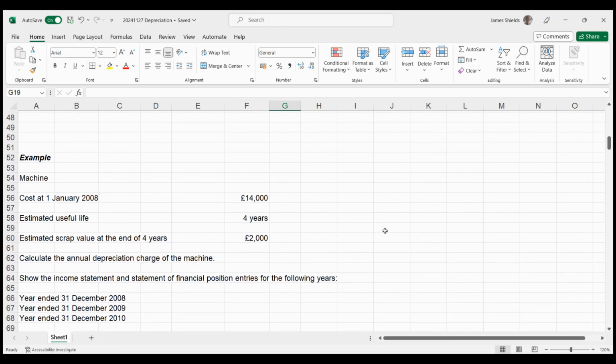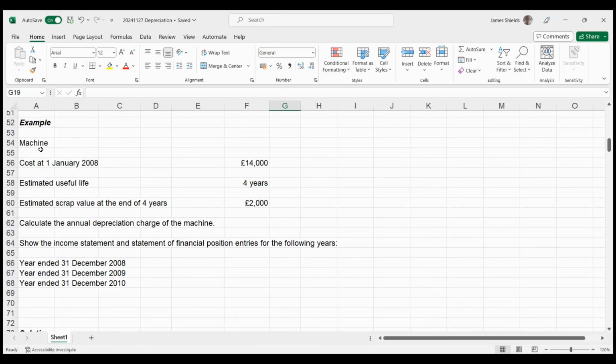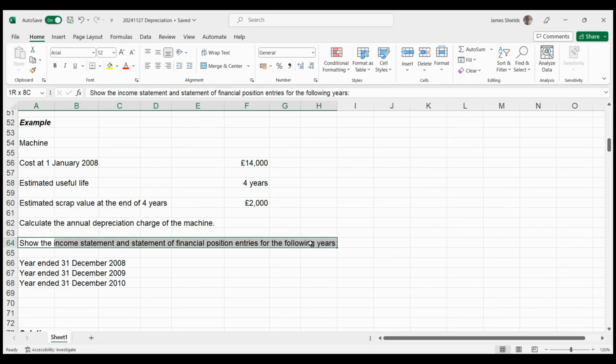Right, let's have a look at a little example now. So we've got a machine which was purchased by a business on the 1st of January 2008. The cost of the machine was £14,000. The estimated useful life was 4 years, and the estimated scrap value at the end of the 4 years was £2,000. Calculate the annual depreciation charge of the machine. So the depreciation charge each year. Then it says show the income statement and statement of financial position entries for the following years.